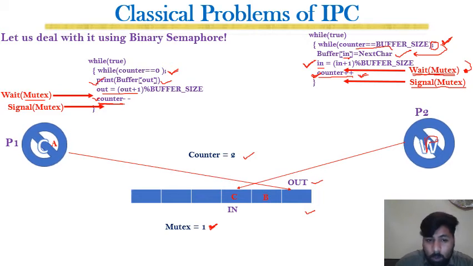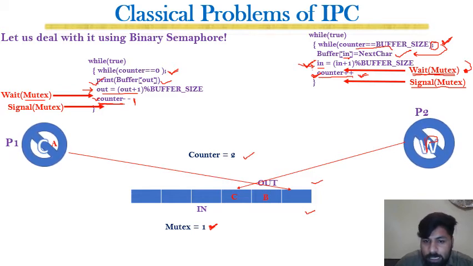And now both of the processes move ahead. The consumer process will have to increment its out, and the producer will have to increment its in, in a cyclic fashion. So both of them will move ahead in this way, and now both of them will try to enter the critical section.